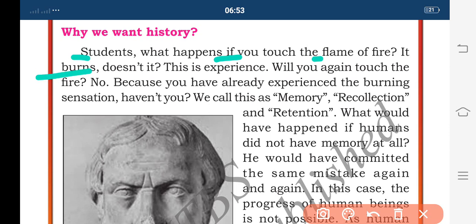It burns, doesn't it? This is experience. Will you again touch the fire? No, because you have already experienced the burning sensation, haven't you? We call this memory, recollection, and retention. What would have happened if humans did not have memory at all?